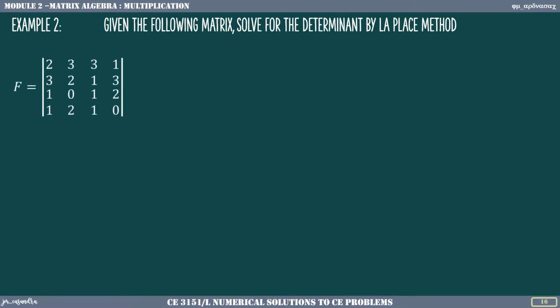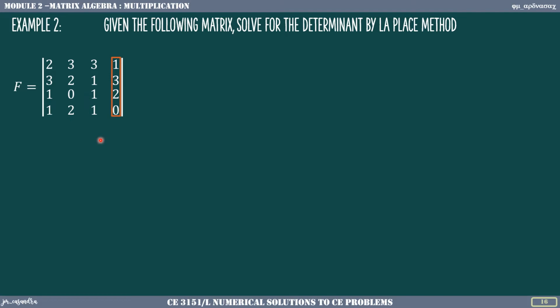So we have example number 2, given matrix F, which is a 4 by 4 matrix, determine the determinant by Laplace method. So again, we can choose any column or row for the matrix as our reference row or column. In this case, I'll be choosing the fourth column for our computation. We'll now be solving for the product of the element and its cofactor. So we'll have 1, 4, 2, 4, 3, 4, and 4, 4.